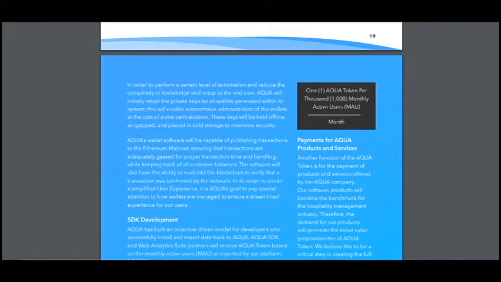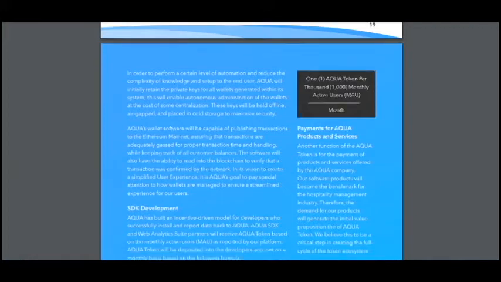In order to perform a certain level of automation and reduce the complexity of knowledge and setup for the end user, AQUA will initially retain the private keys for all wallets generated within its system. We will enable autonomous administration of the wallets at the cost of some centralization. These keys will be held offline, air-gapped, and placed in cold storage to maximize security. And it means that your money will be in a safe place and you don't store it yourself.